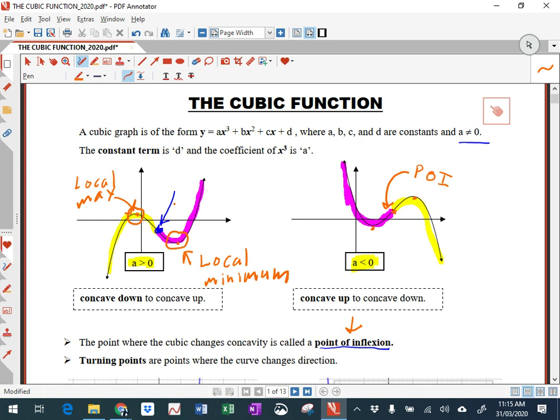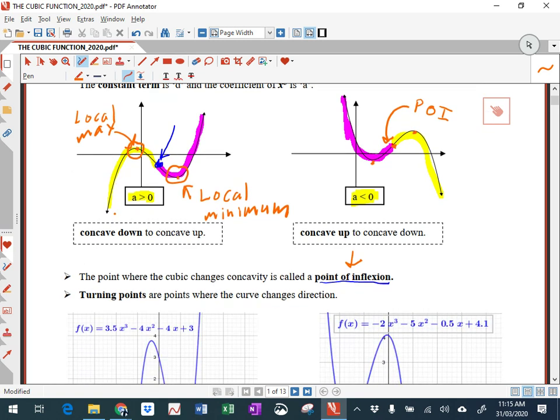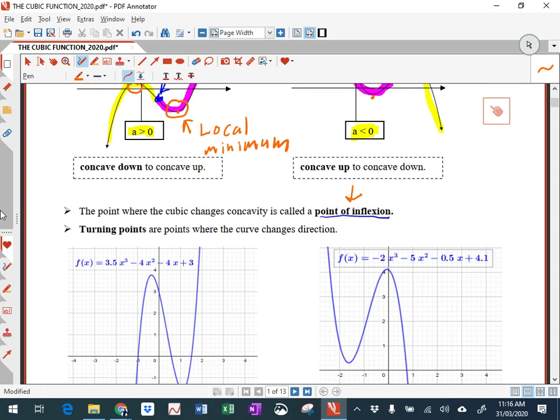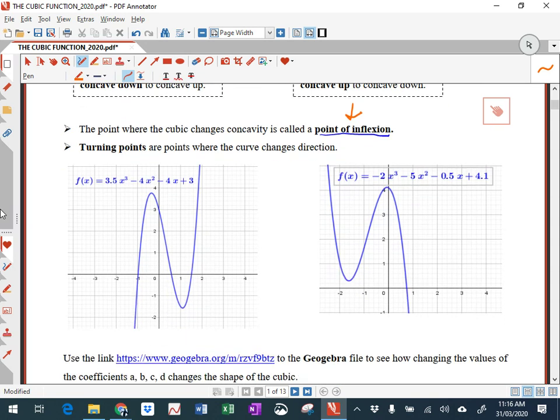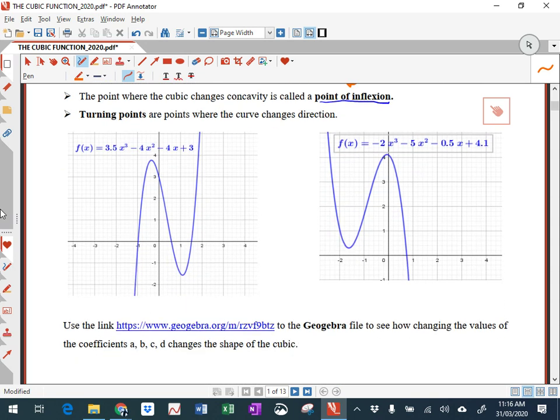Okay, so let's look at the next bit we're going to do. Here are some examples of real cubics I put into the computer and graphed. Now, have a look at this one. It goes from concave down to concave up, doesn't it? Where would be the inflection? The point of inflection, I'm guessing, is around about here somewhere. Later on, we learn how to find those points exactly.